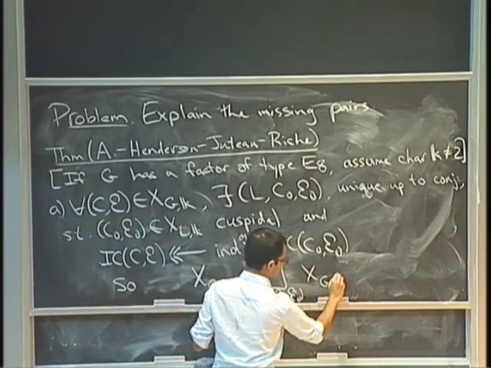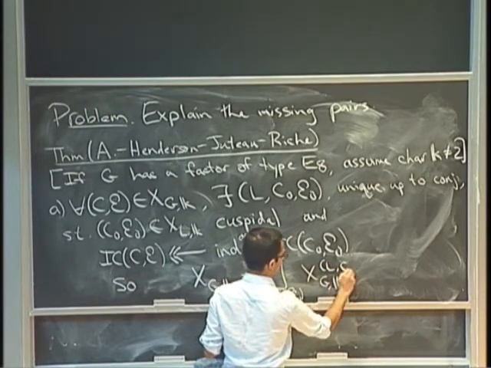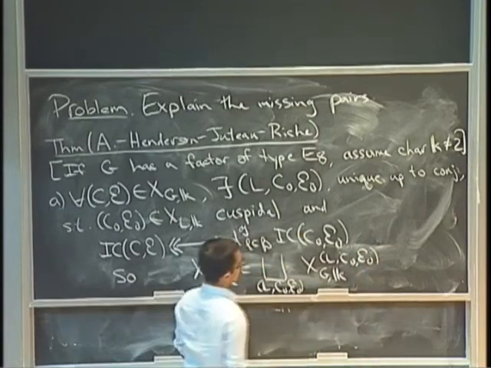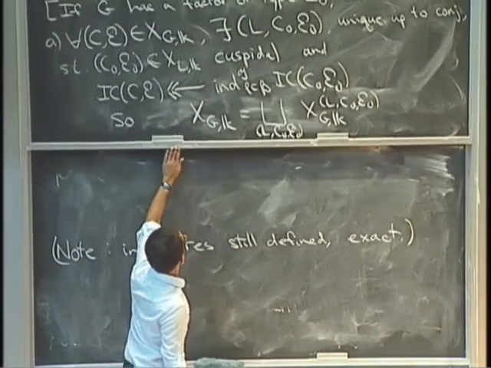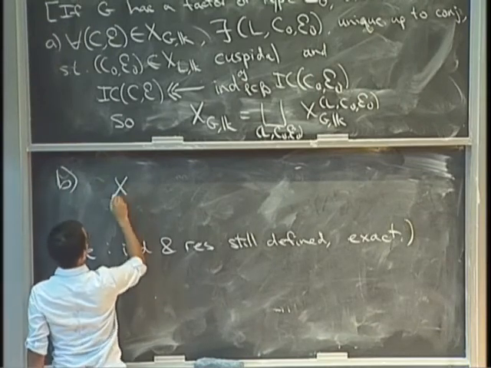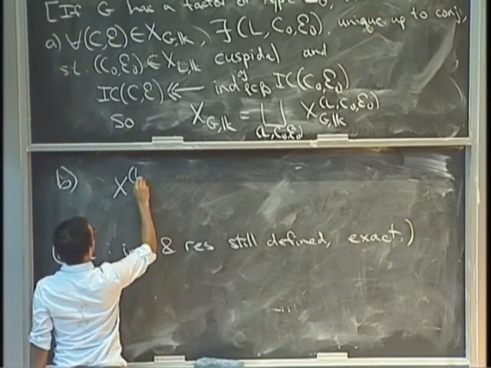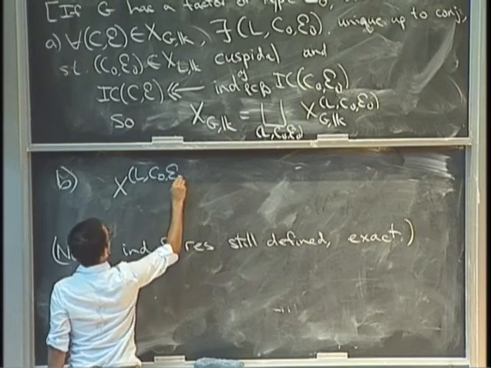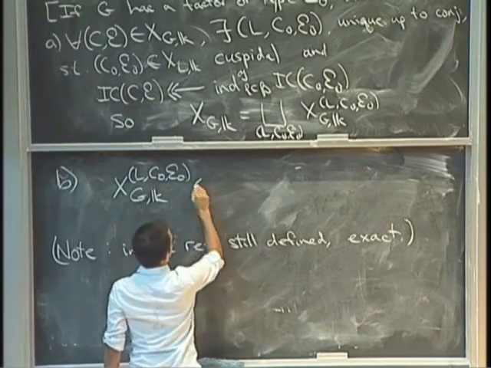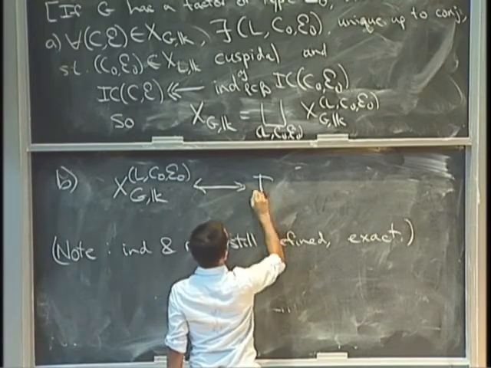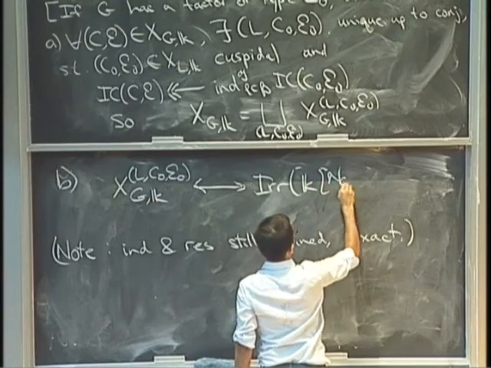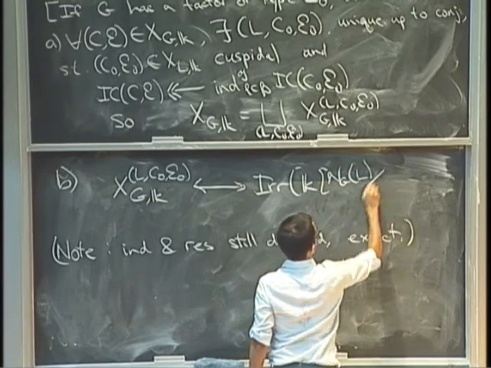So this is identical to something I wrote on the board yesterday, except it has a subscript K on all the pieces. And then part B of the theorem is that each induction series is in bijection with irreducible representations over K of this relative Weyl group.